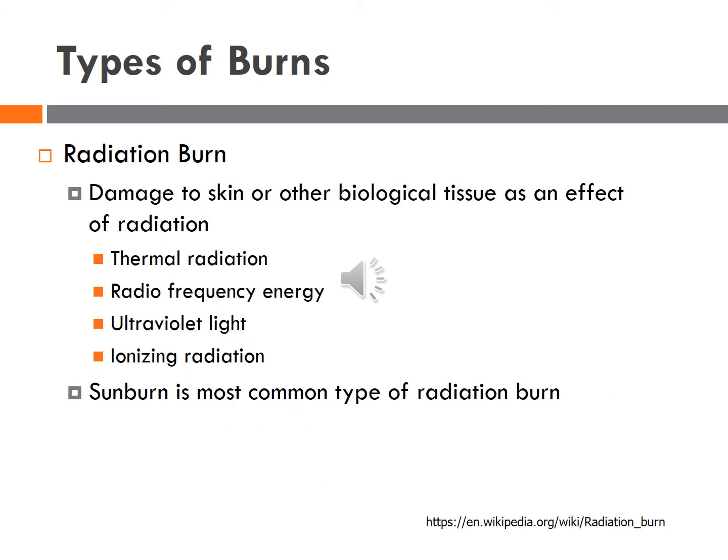With a radiation burn, you have damage to skin or other biological tissue as an effect of radiation. So this could be thermal radiation, radio frequency energy, ultraviolet light, or ionizing radiation. This could be from radiation treatment for cancer. The most common type of radiation burn is a sunburn. I don't think most people probably think about that.